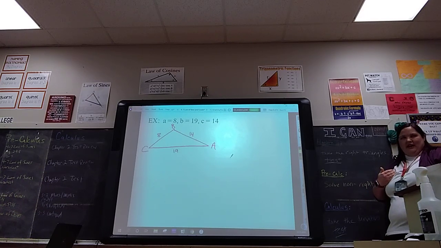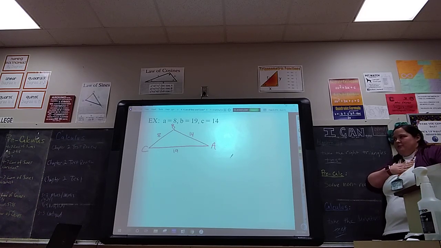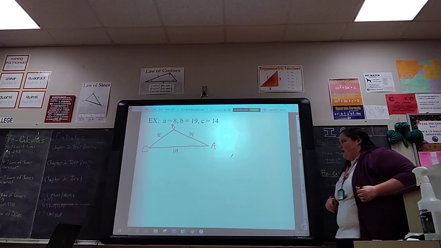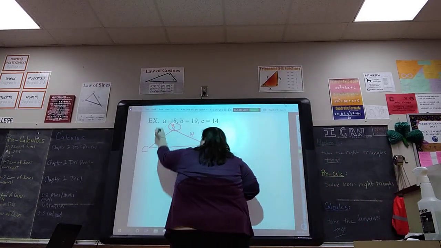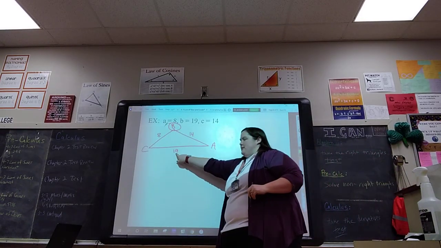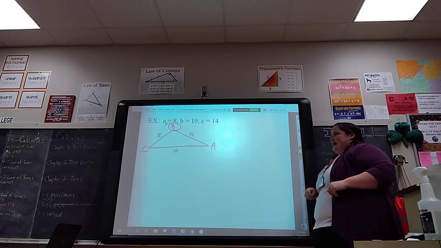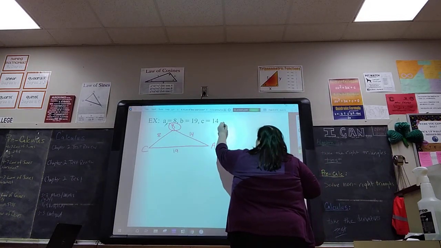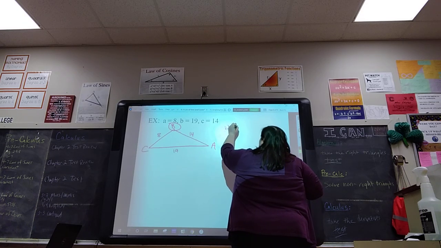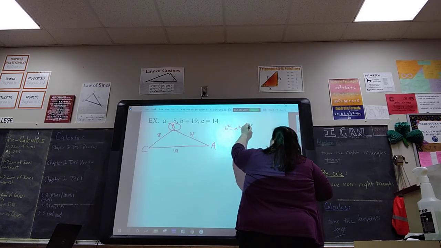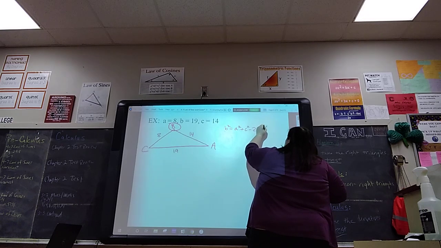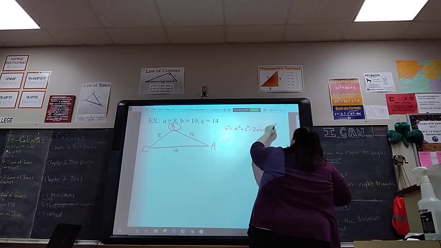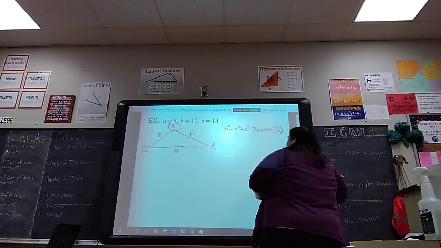So is it okay if we find angle B first? If you guys are okay with that? Like I said, it doesn't really matter which one you find first, but I just usually pick the biggest angle. So we're going to find angle B first because it's across from the largest side. So the way I'm going to set it up, you guys have them on your sheet right there, but I'm going to write it out here for you.